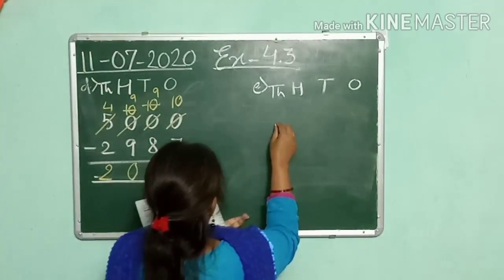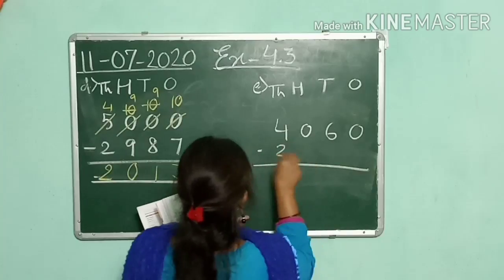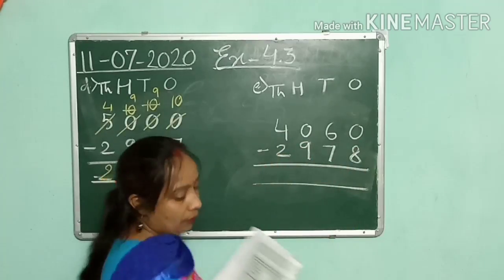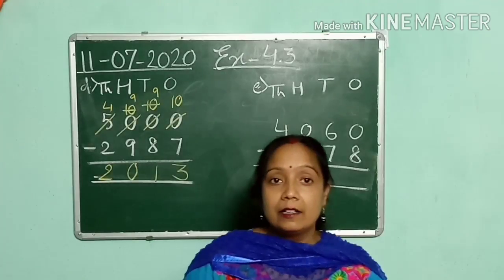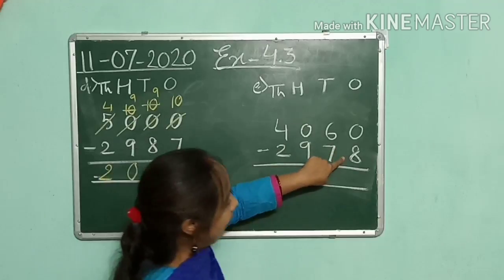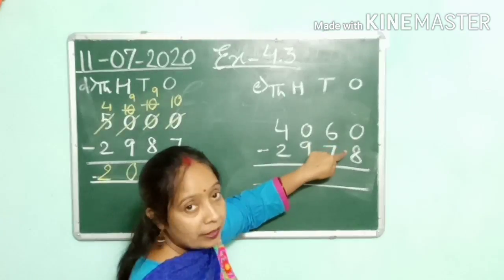In E number, you have to subtract 4060 and 2978. Clear? Now again check the digit under the ones column. So what are we getting? You have to subtract 8 from this 0. Is it possible? No, because 0 is smaller than 8.